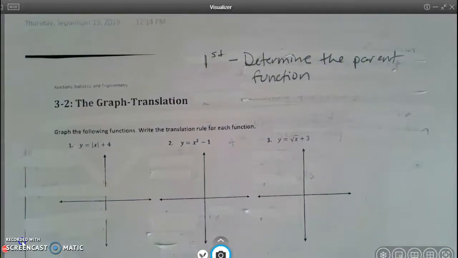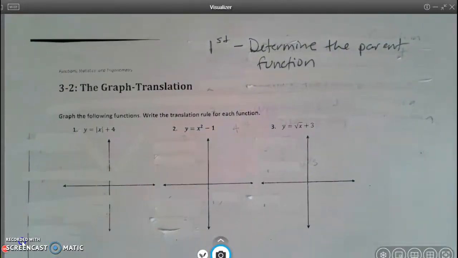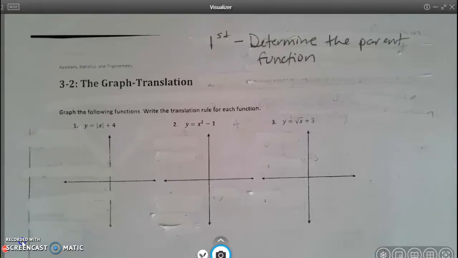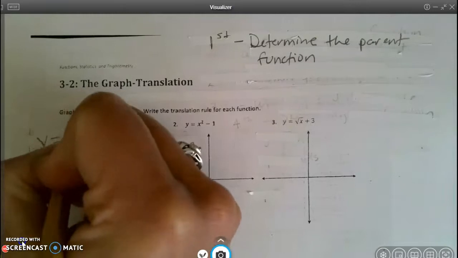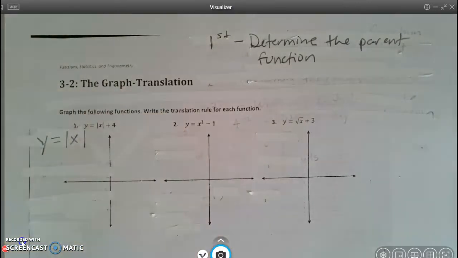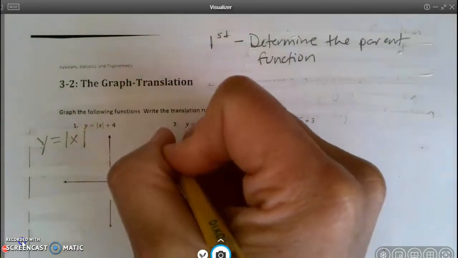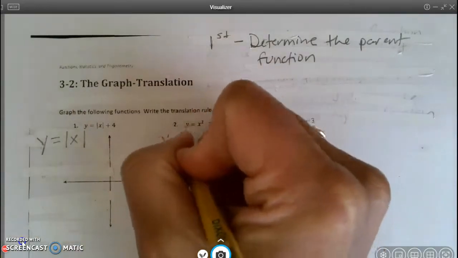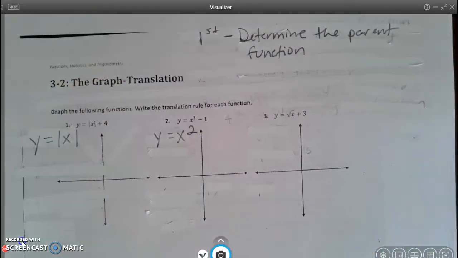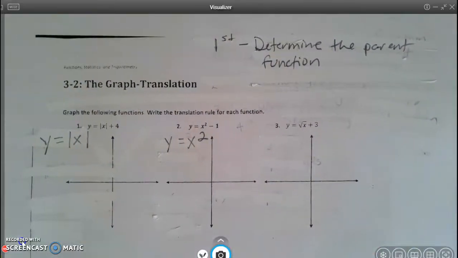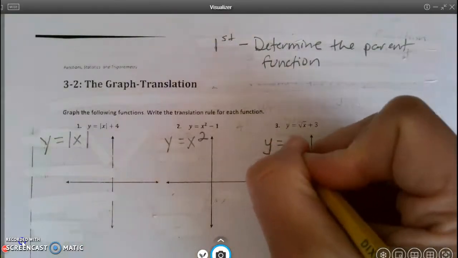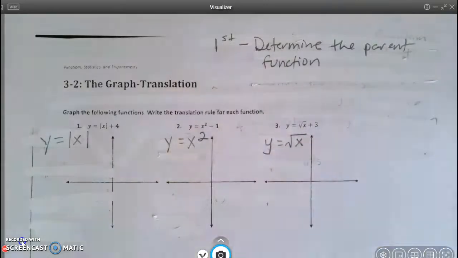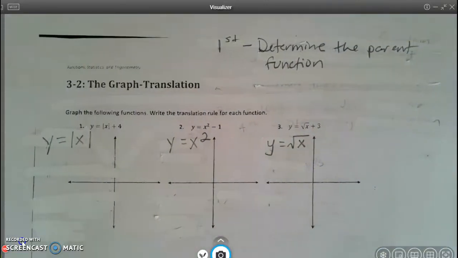As we go through to determine the parent function, let's look at number 1. Y equals the absolute value of x plus 4. My parent function is y equals the absolute value of x. For number 2, y equals x squared minus 1. The parent function is y equals x squared. For number 3, y equals the square root of x plus 3. The parent function is simply y equals the square root of x. So that's my first step, find the parent function.